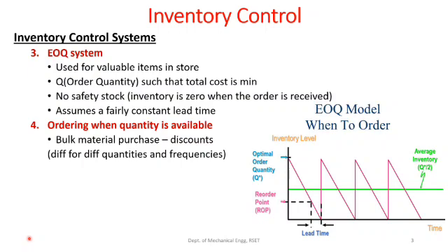So when there is a bulk material purchase, you see that the sellers or your suppliers offer discounts. This particular discount is different for different quantities and the frequency of purchase. So here your order is not based upon the level of inventory that you have, but rather it is based upon the discounts provided. Bulk material purchase is generally preferred because bulk purchase of items will generally provide you with discounts.